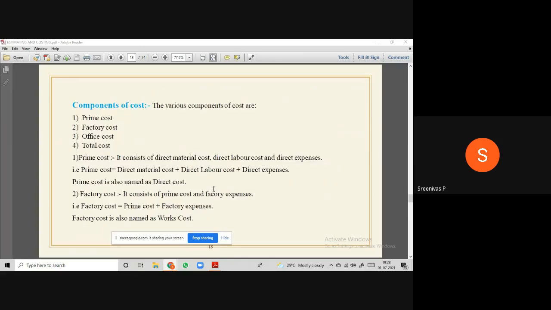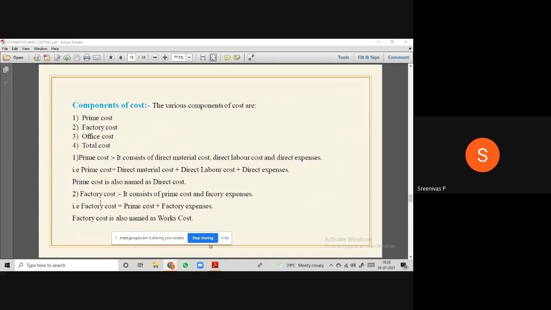So now coming to the components of cost, prime cost. Prime cost means direct labor cost plus direct material cost plus direct expenses cost. If we add all these three, we will get the prime cost. Now, the next one is the factory cost. Factory cost is equal to prime cost plus factory overheads.